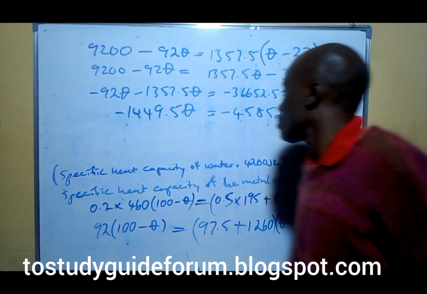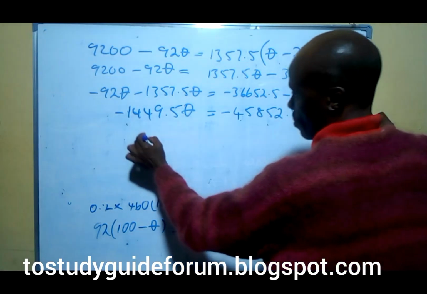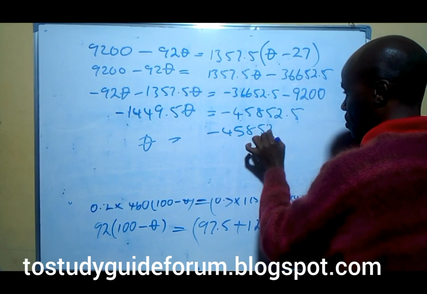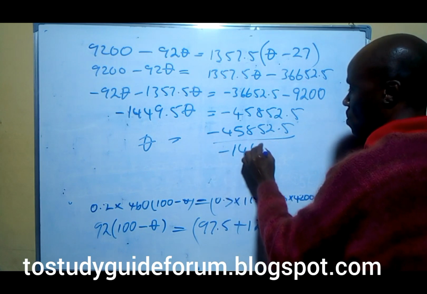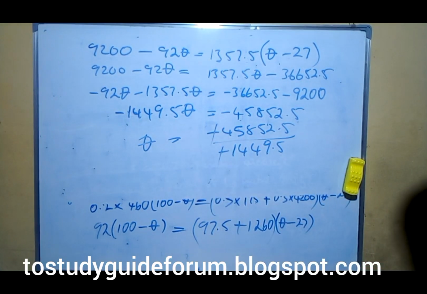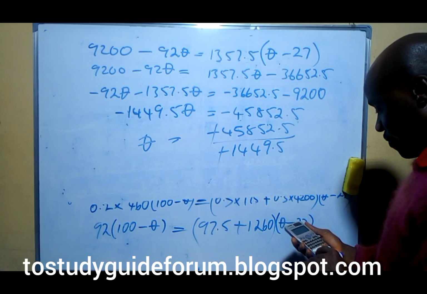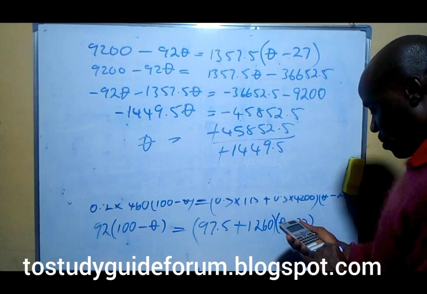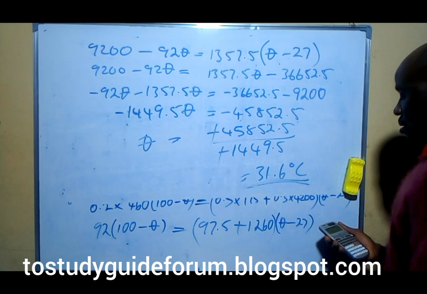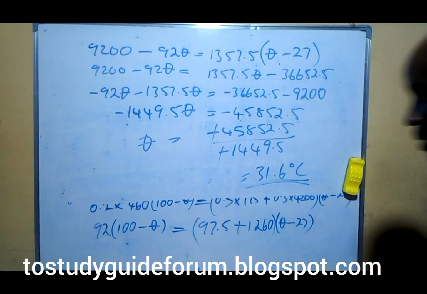Now what we do next is divide, to find the value of theta as the final temperature. Theta will then be equal to this all over, the minus minus will go out. Then we divide by 1449.5, which gives us 31.6 degrees Celsius. So 31.6 degrees Celsius is the final temperature of the mixture.